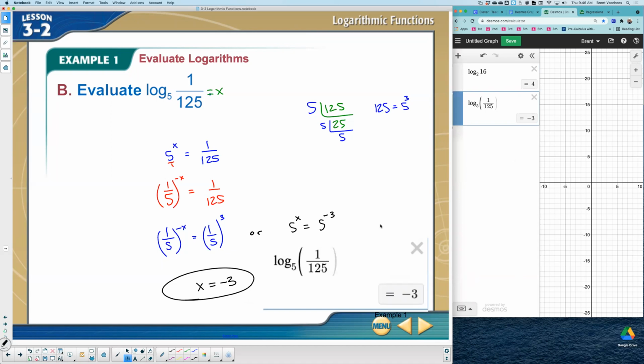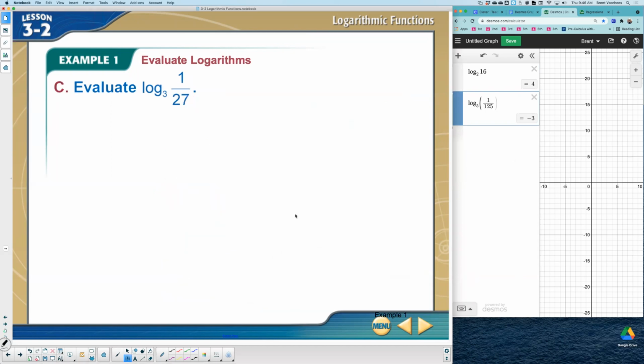All right. Let's do this one a little bit quicker this time. Does anybody know the answer off the top of their head without using a calculator? You're close. It's not going to be 3. So 3 to the power of x. Now, a lot of you knew that 3 to the power of 3 is 27. So if you need it to be 1 over 27, you just make it negative. So our answer will be negative 3.